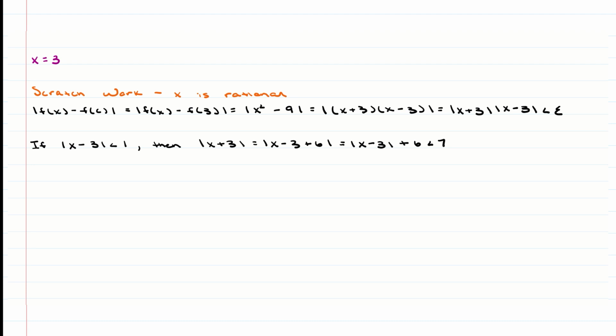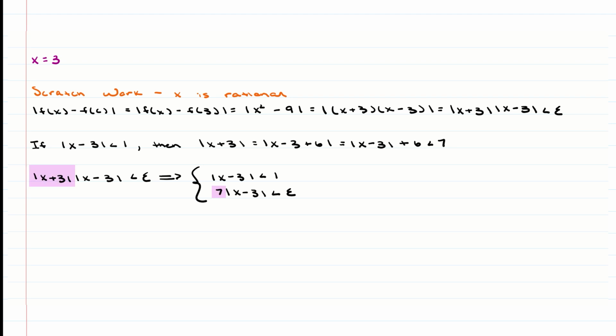And as long as the absolute value of x minus 3 is a fraction, when we add 6, we'll always be approaching 7, but not quite reaching 7. So now that we've bounded the range of x, we can say that if the absolute value of x plus 3 times the absolute value of x minus 3 is less than epsilon, then two things need to happen. The absolute value of x minus 3 has to be less than 1, and then 7 times the absolute value of x minus 3 will be less than epsilon.